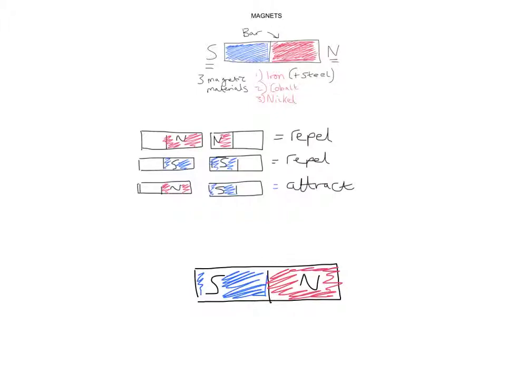Now, around the magnet is something called a magnetic field. It's this region around the magnet in which anything that enters will experience a force. That's how we define a magnetic field, the region around the magnet in which an object will experience a force, and that force can be a pushing or a pulling force. Now, if it's a pushing force, then it would be repelled. If it's a pulling force, then it's attracted to.